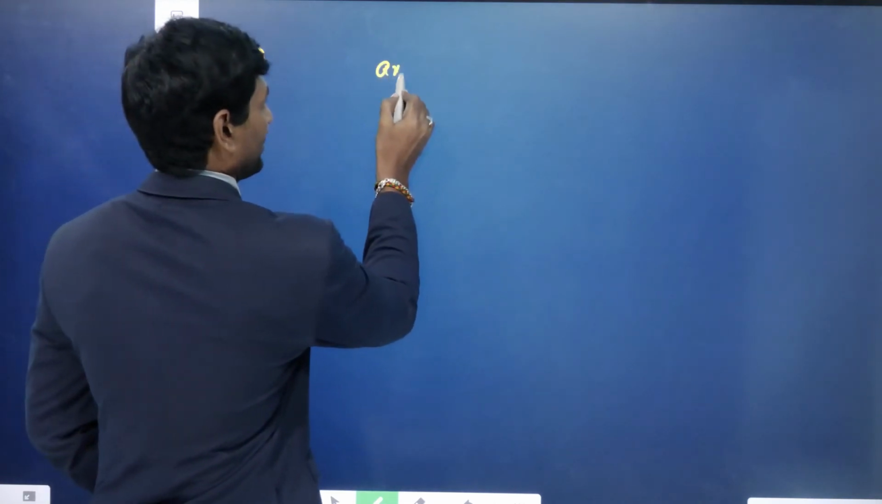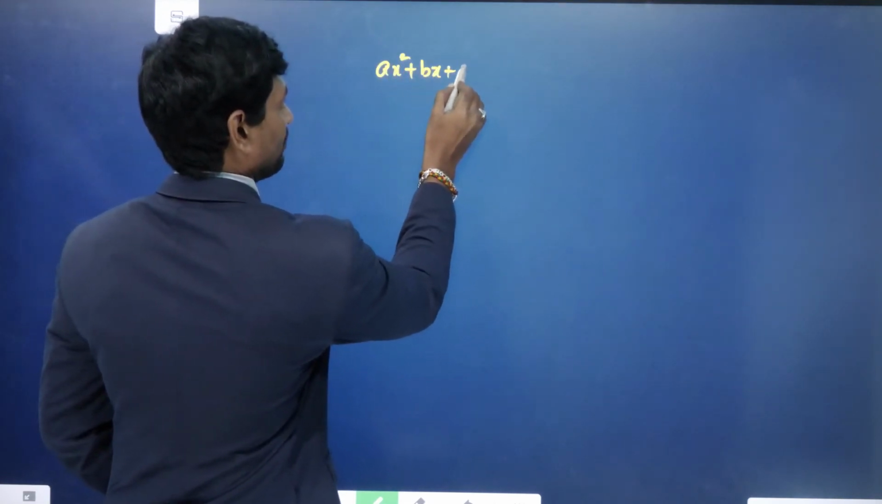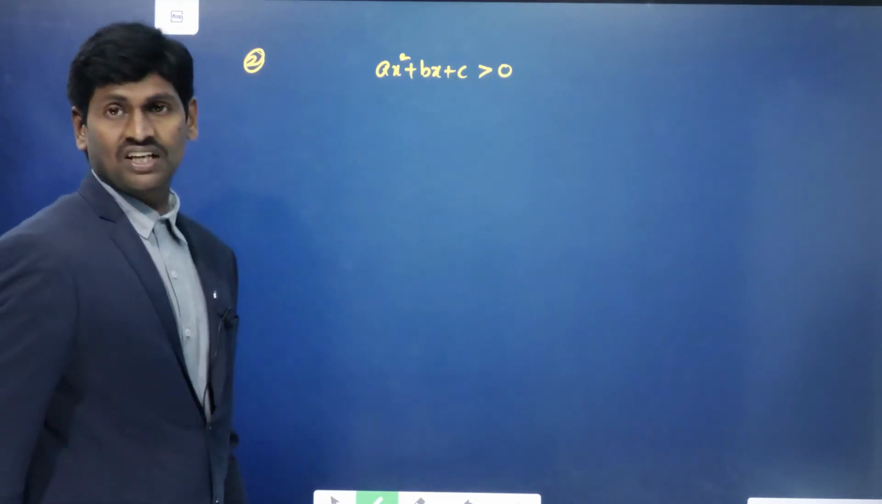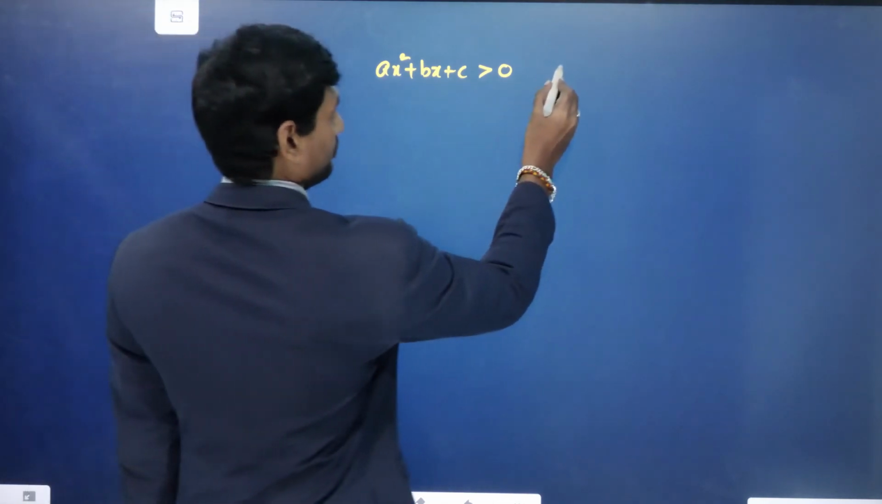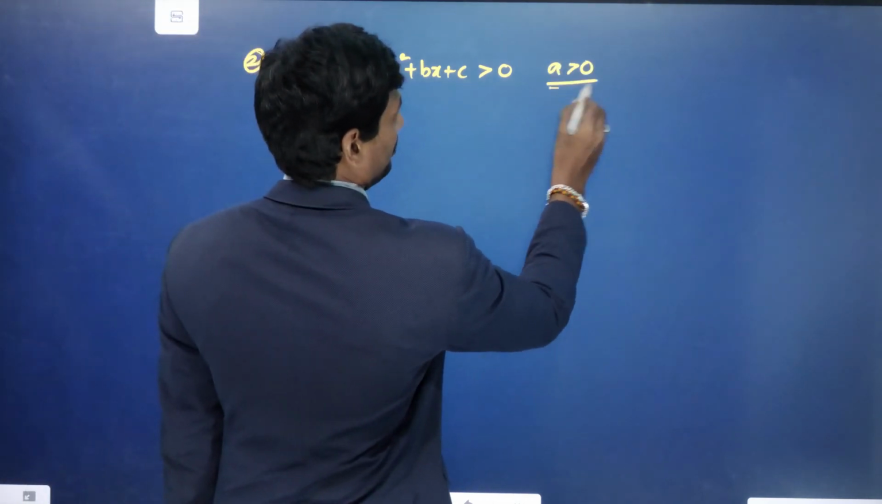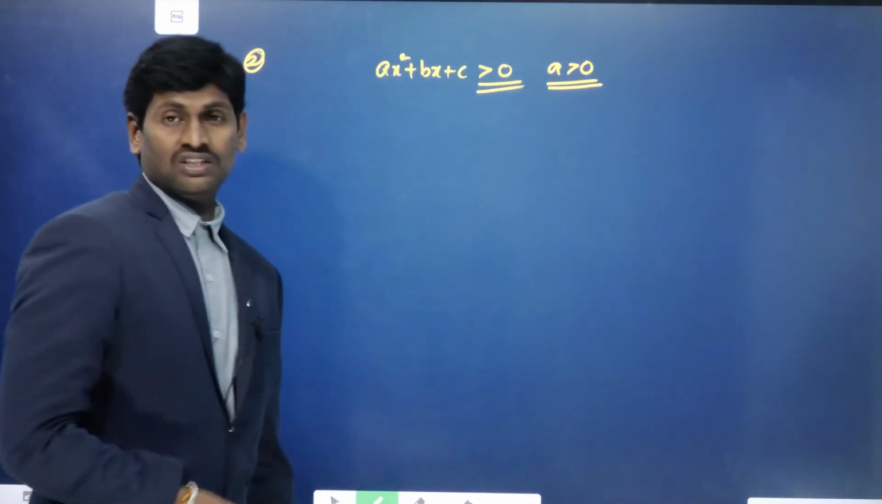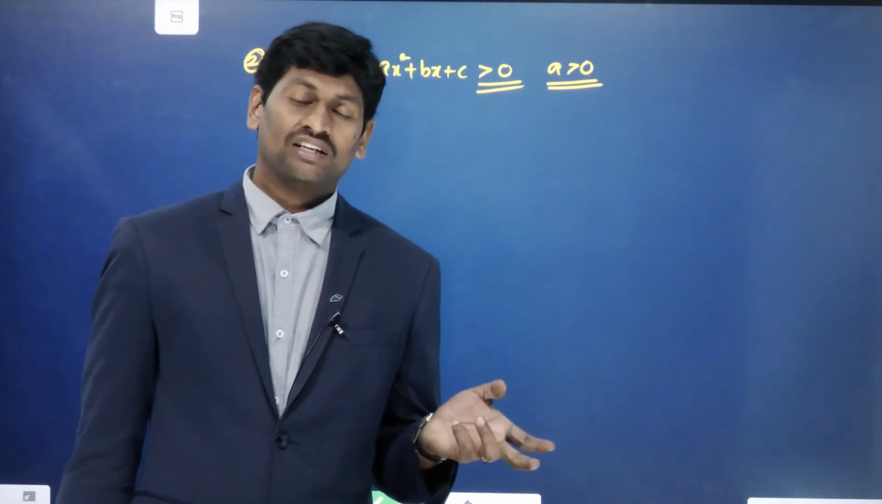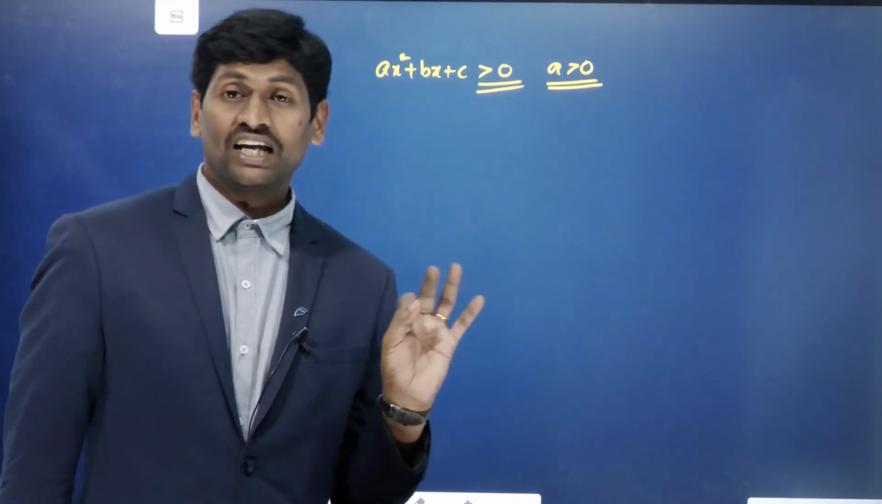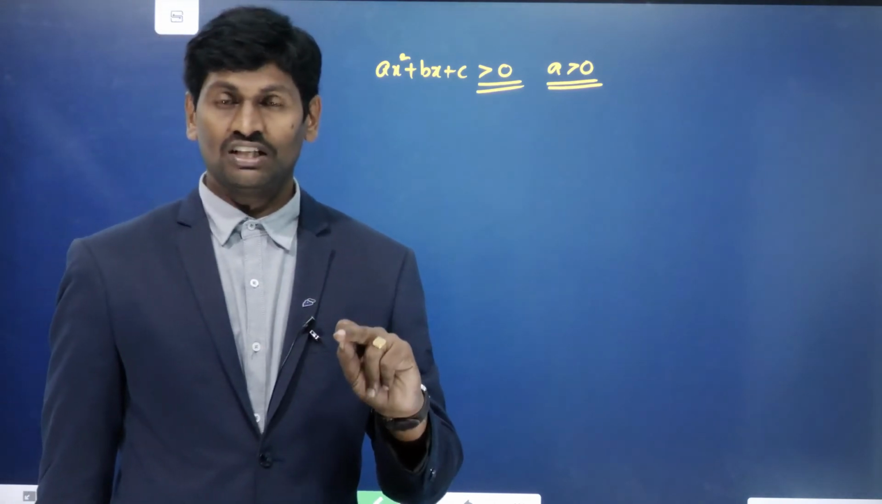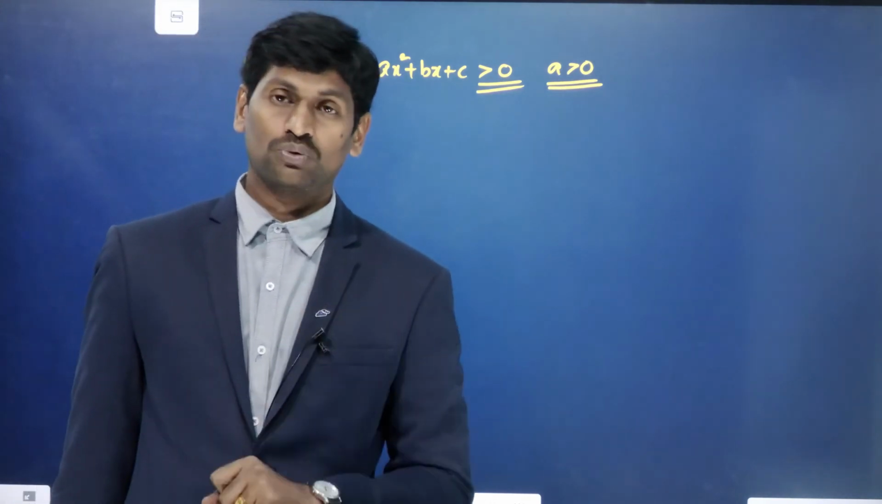Second one, the quadratic expression general form ax square plus bx plus c is positive. The value greater than 0 means the entire expression is positive, and the a value is also positive. That means both have the same sign. It is possible for delta less than 0, delta equal to 0, delta greater than 0, second case. That means x does not lie between both the roots.